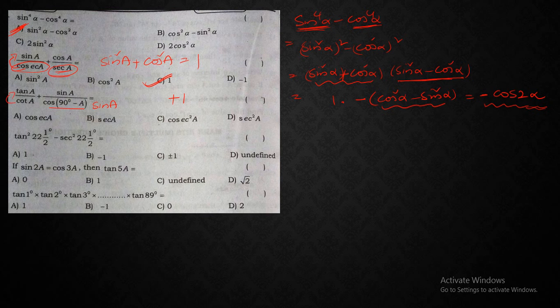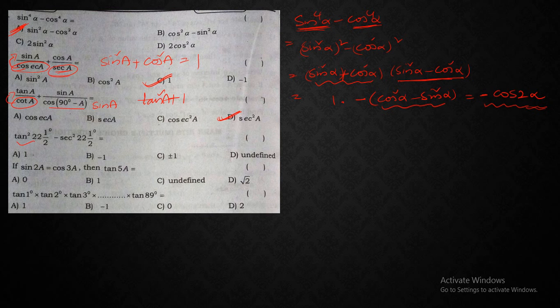So this cot A, if I write it as its reciprocal, it becomes 1 by tan. So 1 by tan, if you take it in the numerator, it becomes tan. So tan A into tan A is tan square A. So what am I getting? 1 plus tan square A. So 1 plus tan square A is nothing but secant square A.